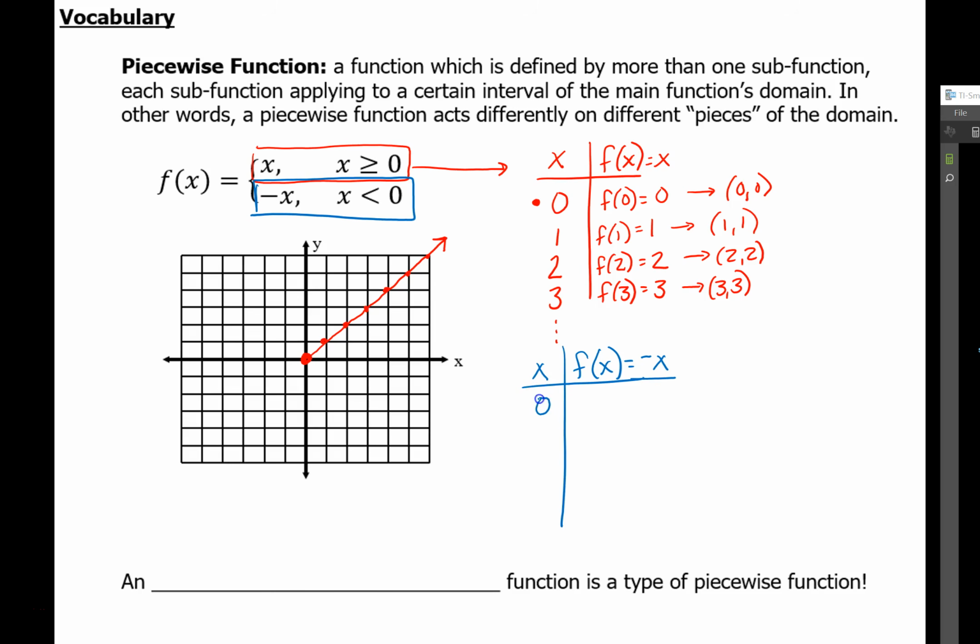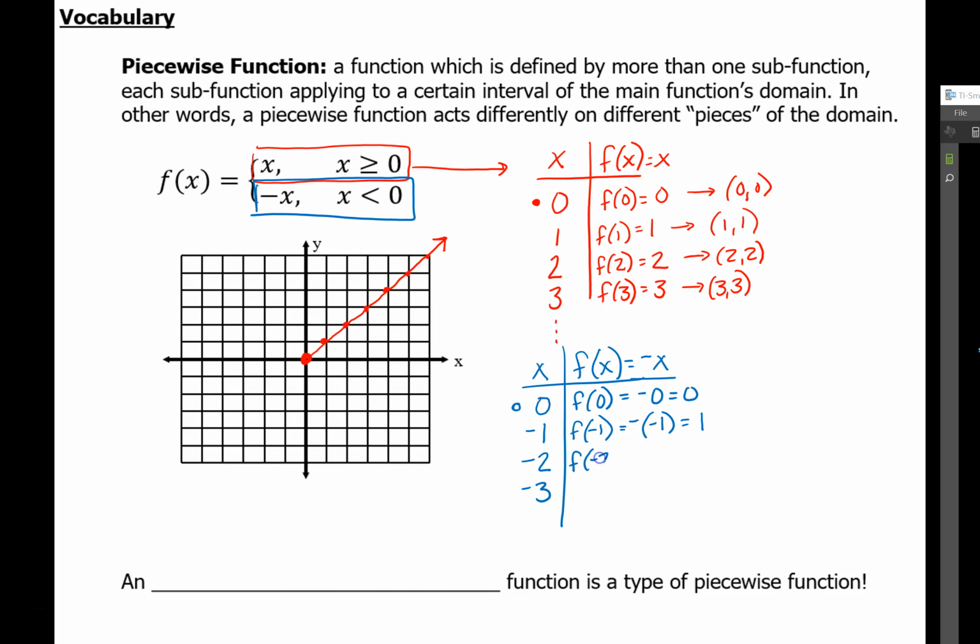So I'm going to look at 0, but I'm going to do an open dot there because I'm not going to include it. It's already been included up in the first subfunction I did in red. Then I'm going to look at things smaller: -1, -2, and -3. So let's take our 0 and plug it in. f of 0 is going to be -0, which is just 0. f of -1 next is going to be -(-1). I've taken this x value and put in -1 for its place. A negative times a negative is positive.